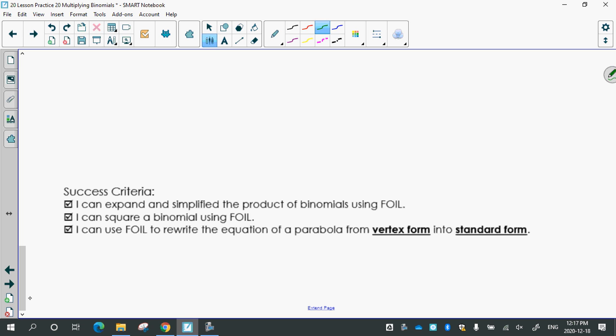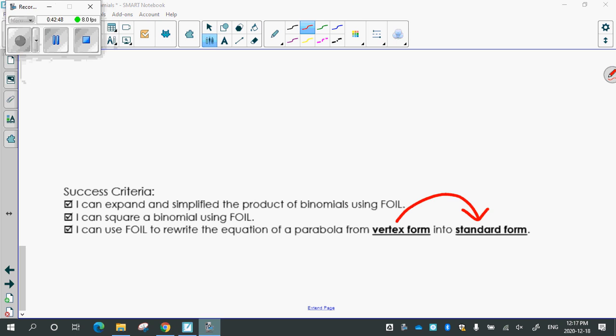Okay, so success criteria: I can expand and simplify the product of binomials using FOIL. I can square a binomial using FOIL. And I can use FOIL to rewrite the equation of a parabola from vertex into standard. That's our first switch we learned just before the break. We're going to learn 10 days.